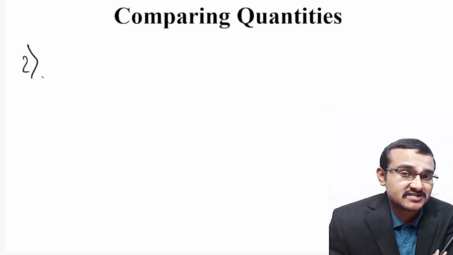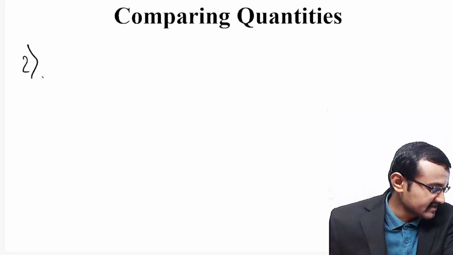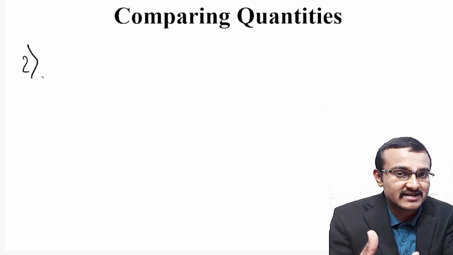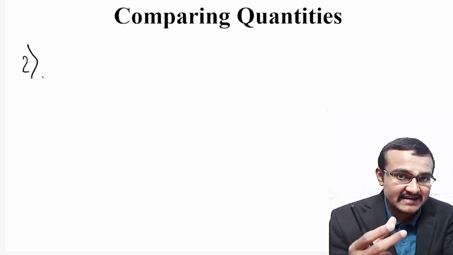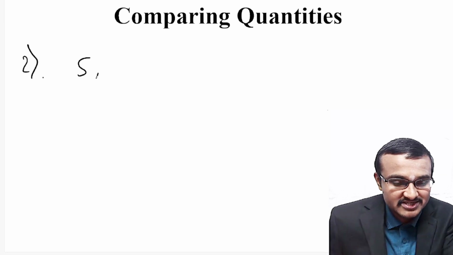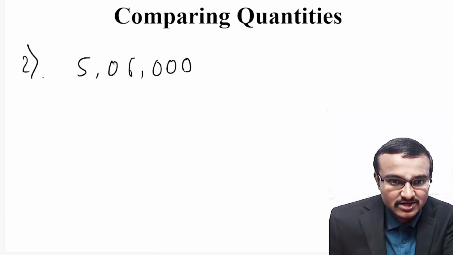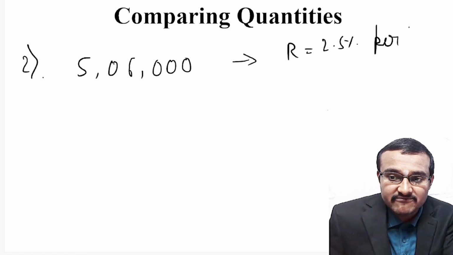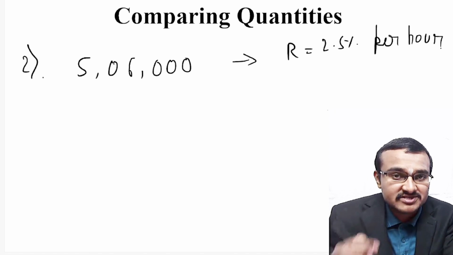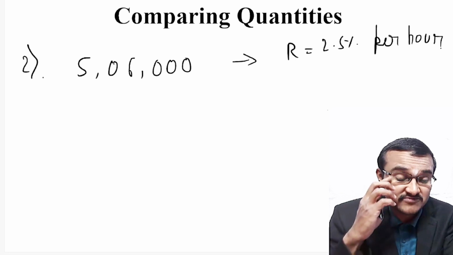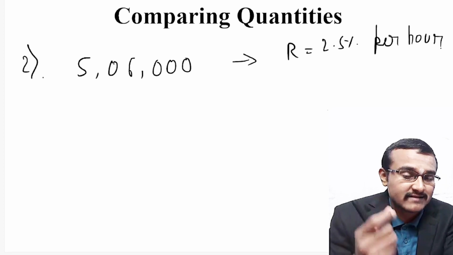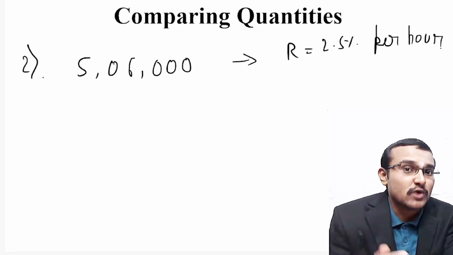So coming to the second question in this particular exercise, here they have given that in a laboratory, bacteria is growing on a culture. They have done a bacteria culture where initially 5,06,000 bacteria were there. So the initial count of bacteria was 5,06,000 and they are growing at the rate of 2.5% per hour. So every hour 2.5% of bacteria are increasing for these 5,06,000 bacteria. So what will be the total number of bacteria after 2 hours?